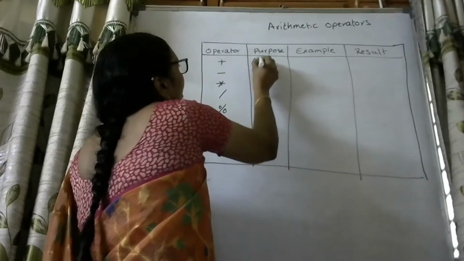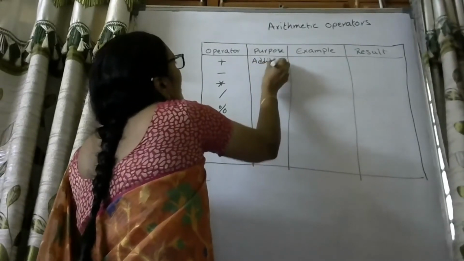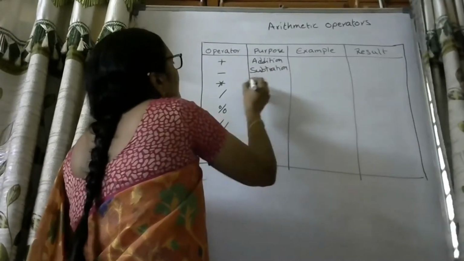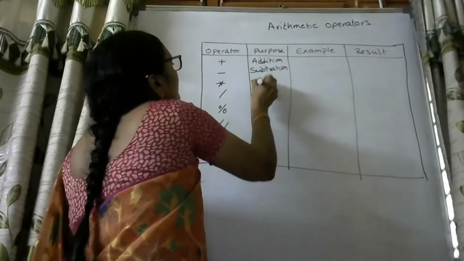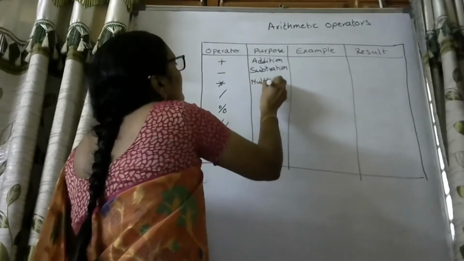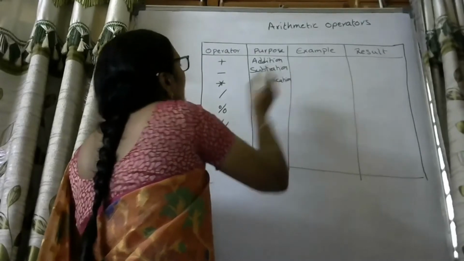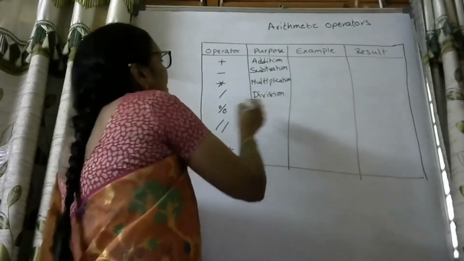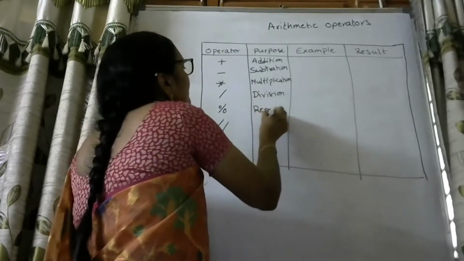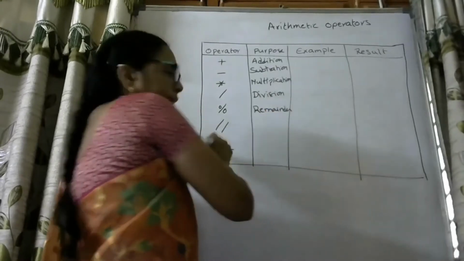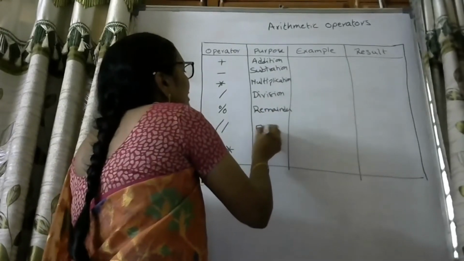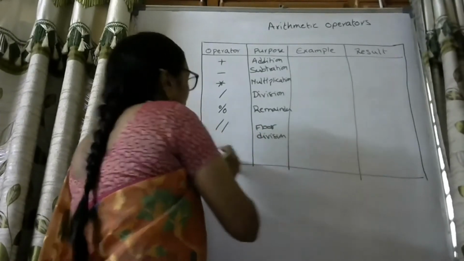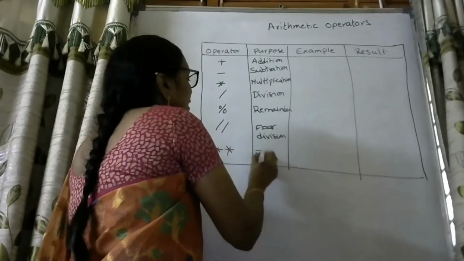Plus is used for addition. Minus is used for subtraction. Star is used for multiplication. Slash is used for division. Percentile is used for remainder. Double slash is used for floor division. Double star is used for exponentiation.